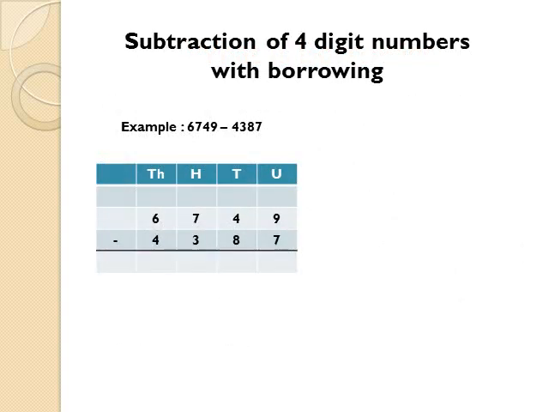Let us study the subtraction of 4-digit numbers with borrowing. 6749 minus 4387. Arrange the digits in place value chart and start from units place. See the digits in units place. 9 minus 7 is equal to 2. So write 2 in units place.